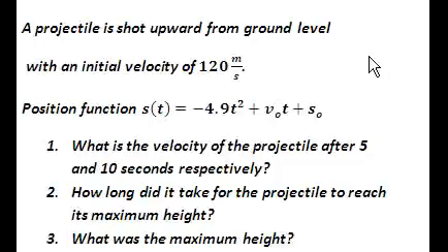We're looking at position, velocity, and acceleration. Alright, we got a problem here. It says a projectile is shot upward from ground level with an initial velocity of 120 meters per second. This is our position function that we're going to be using.